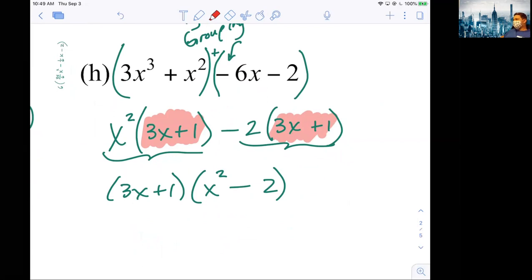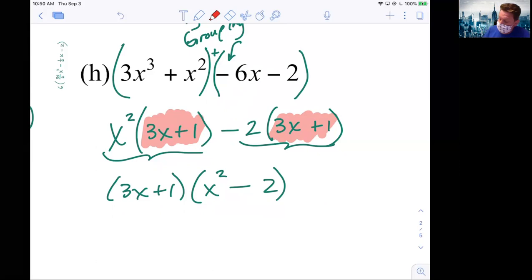Yeah, let's talk about x squared minus 2. It's not linear, right? 3x plus 1 is linear, x to the first. But if you have a quadratic factor, you might want to see if it does factor. Now, if that were x squared plus 2, it wouldn't factor. It'd be irreducible. So believe it or not, x squared minus 2 is considered a difference of squares. It's just not a difference of 2 perfect squares, okay?